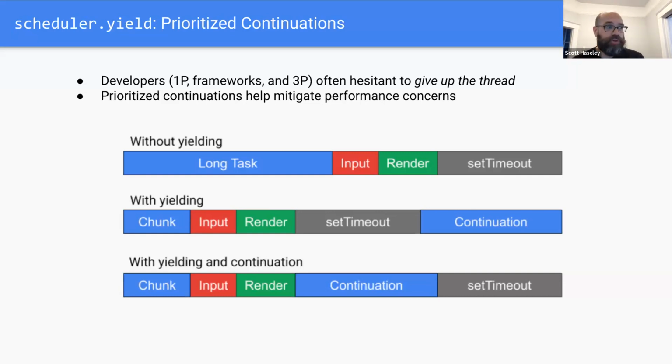So with yielding and continuation, the idea is we'll prioritize continuations such that when you use this yield API, we say, okay, you're continuing the task, you already started running, so we're going to give you a higher priority in the event loop, such that after the input and render are processed, we can resume with that continuation. The setTimeout runs when it was originally going to run in the first example, and we've mitigated some of that effect on latency.